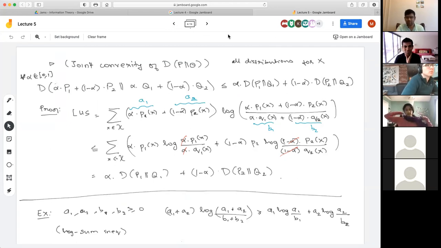By the way, the inequality should be reversed in the exercise. Oh, sorry. Yeah, you're right. Thank you.